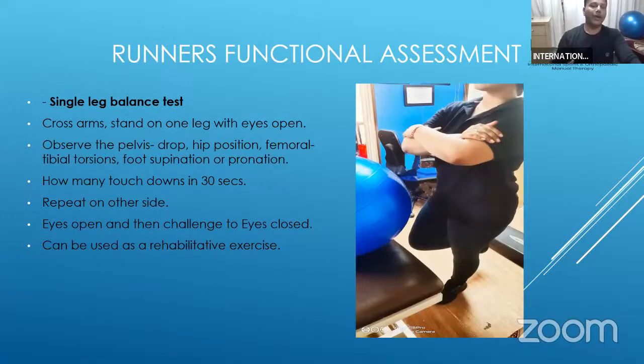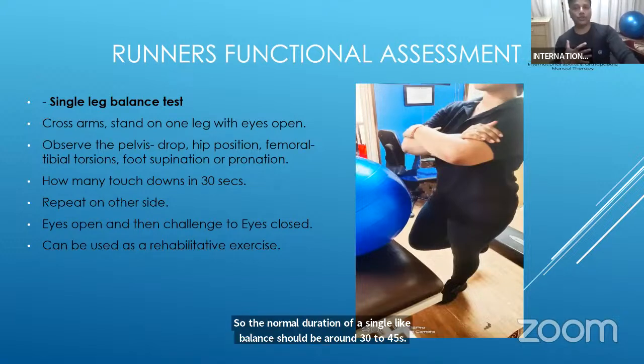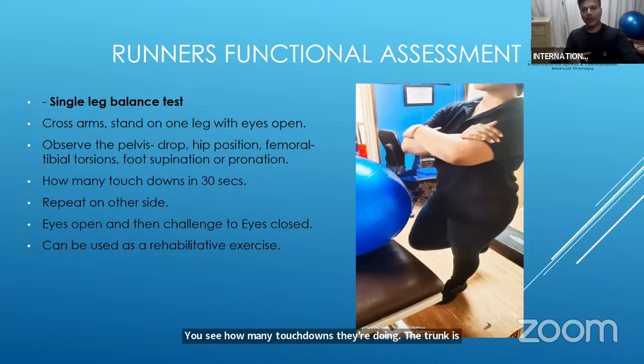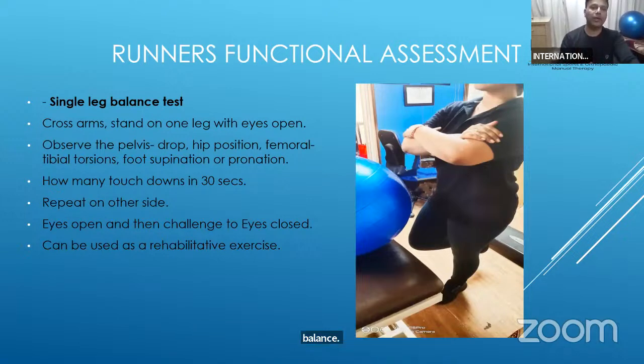These are the parameters that you have to look at, and you have to ask your patients to hold there for at least 30 to 45 seconds. If your athlete is young, or even if not, because people in an athletic scenario have quite good balance, the normal duration of a single leg balance should be around 30 to 45 seconds. You see how many touchdowns they're doing, whether their trunk is leaning to one side, or their hip is going into internal rotation, supination, pronation, or they are losing their balance. So the quality of these tests is what you have to really observe, and this observation comes with experience.